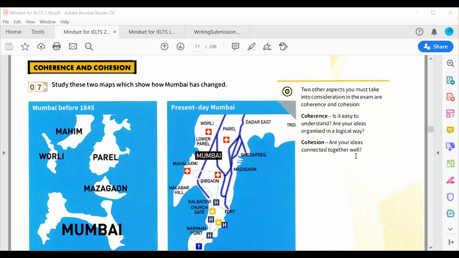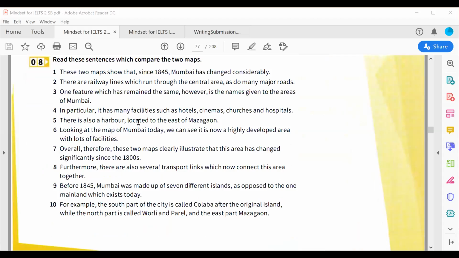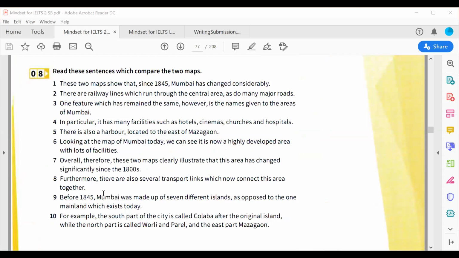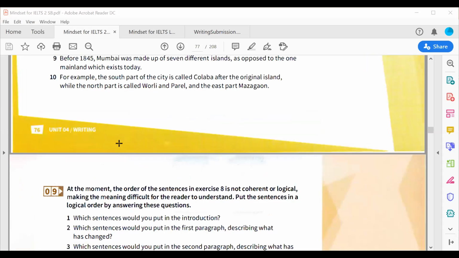And then the cohesion: are your ideas connected together well? So how you connect your ideas is also important, coherence and cohesion. These are practices for that. This says, read these sentences which compare 2 maps. For example, the first one is, these 2 maps show that since 1845, Mumbai has changed considerably. The second one is, there are railway lines which run through the central area, as do many major roads. And there are a lot of other ones, you can read them at home.